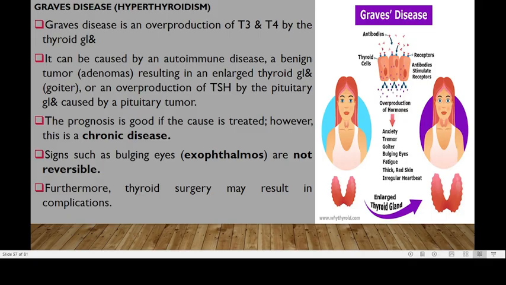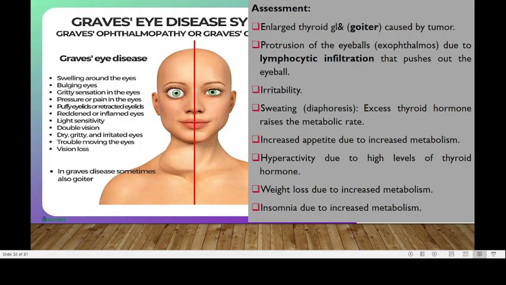The prognosis is good if the cause is treated. However, this is a chronic disease. Signs such as the bulging of the eyes, the one that is referred to as exophthalmos, are not reversible. Furthermore, thyroid surgery may result in several complications.